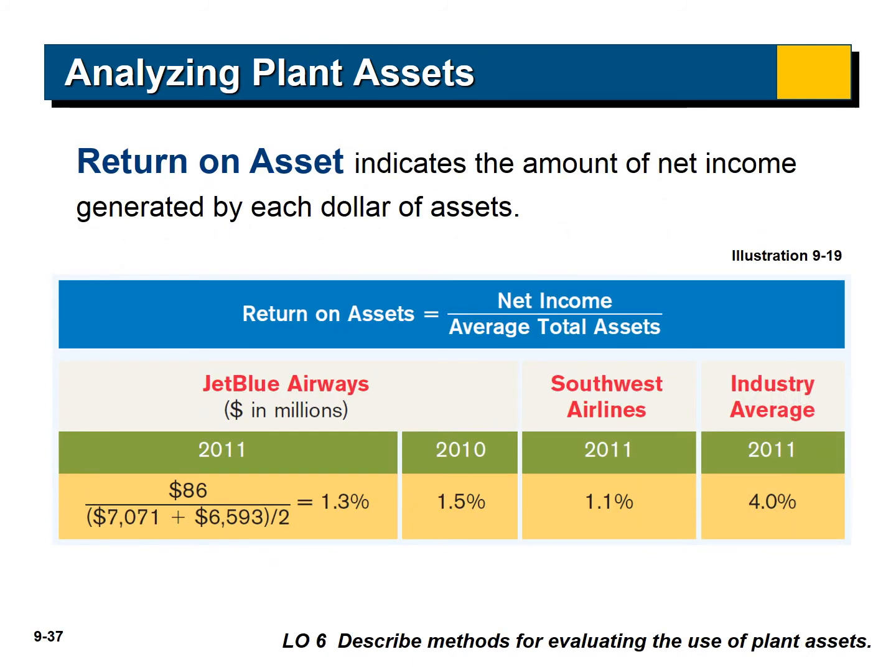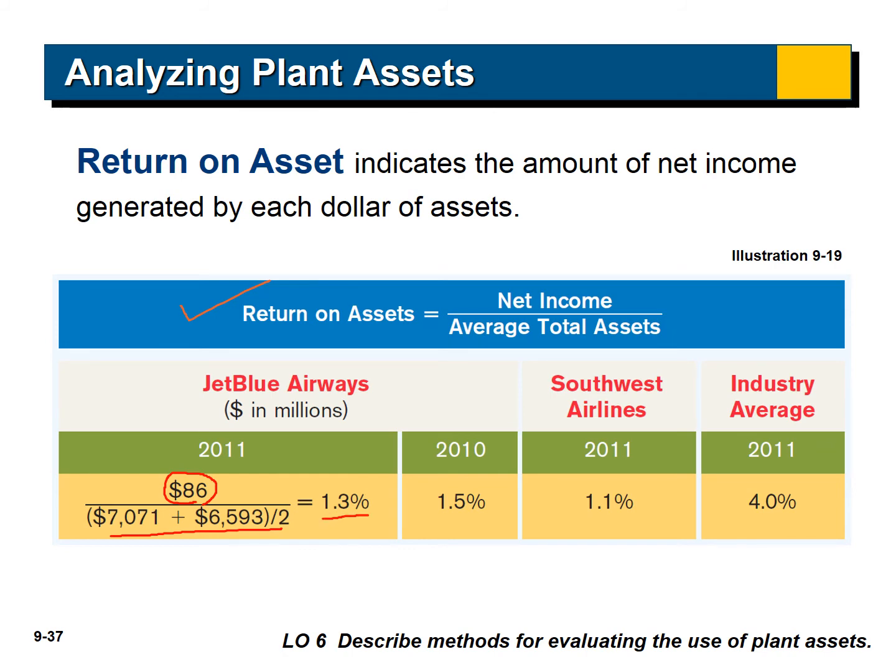Now let's analyze plant assets. One way to do that is a ratio called return on assets. We take the net income divided by average total assets. So for example, JetBlue had net income of $86 million, and divided by the average total assets, it's 1.3%.